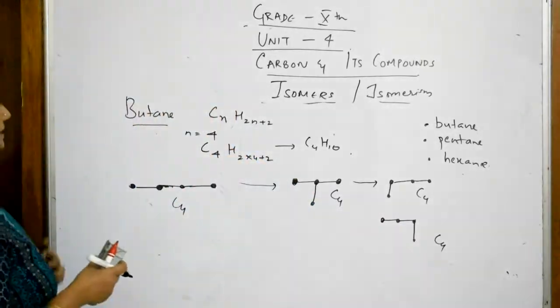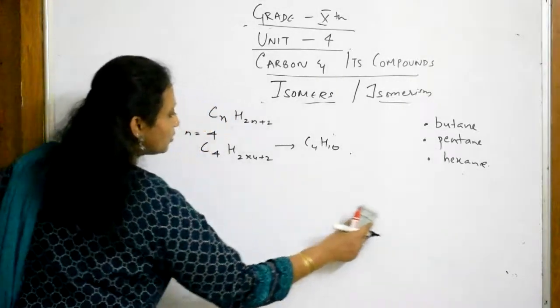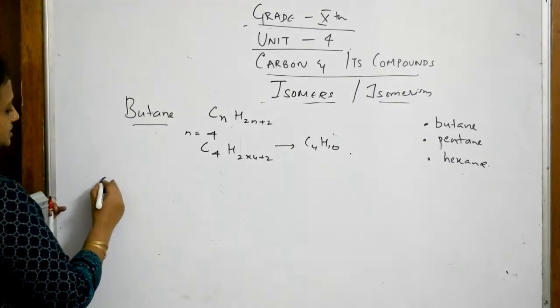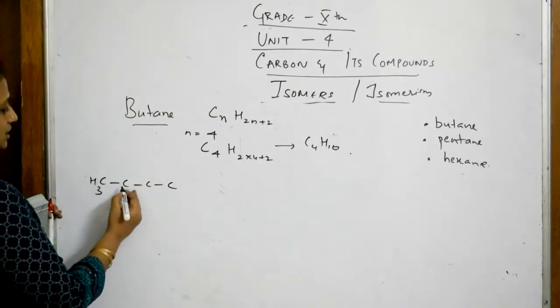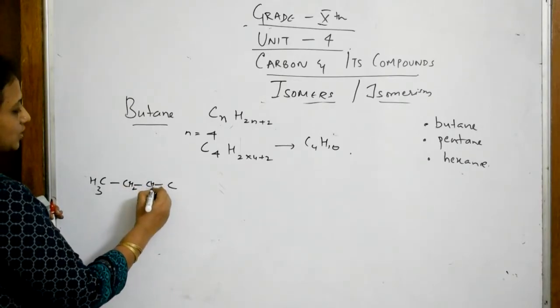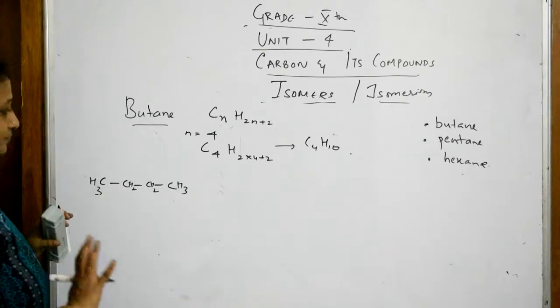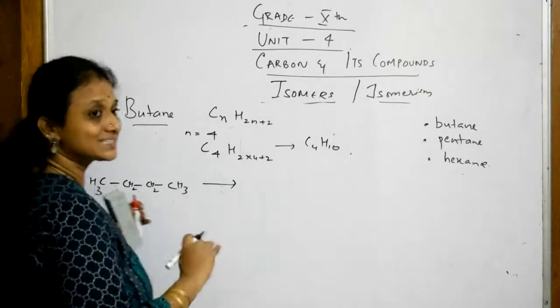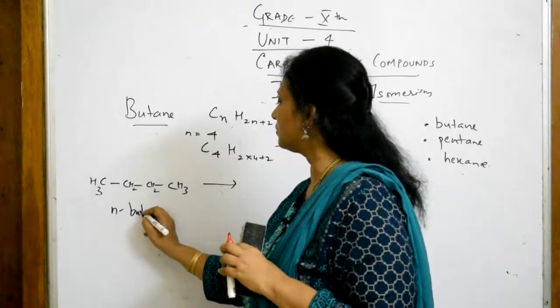Now let us write that. Suppose if I expand this and write for butane, what do I write? Basically C, hydrogen 3 are here, 2 hydrogens and 3. Here around carbon always 4 hydrogens should be there. Now this is one. This is straight chain and the name of this is called n-butane, the normal butane.